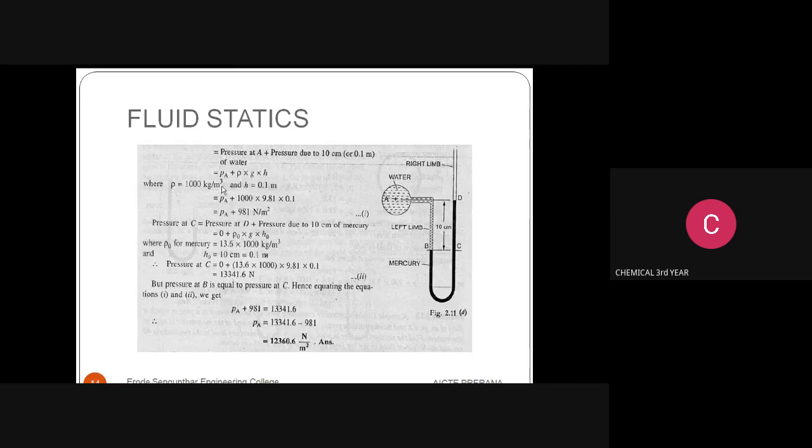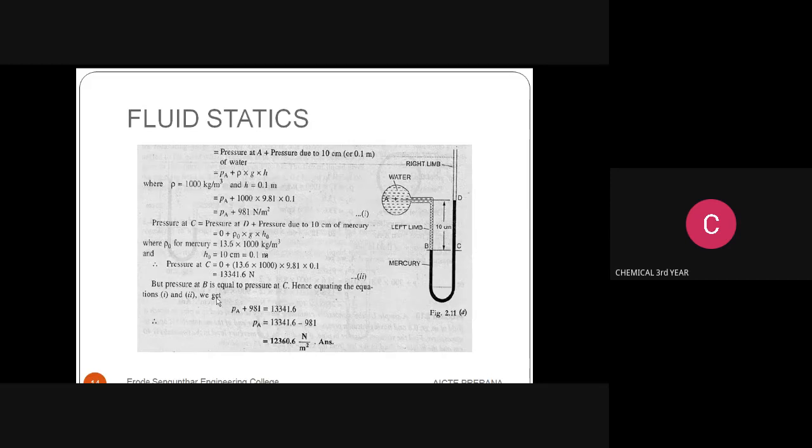So we can substitute now: pressure at D plus pressure due to 10 centimeter of mercury, that is 0 plus rho naught into g into H naught. So 0 plus 13.6 into 1000 into 9.81 into 0.1. So that is your pressure at C. You will be getting 13,341.6 Newton per meter square.